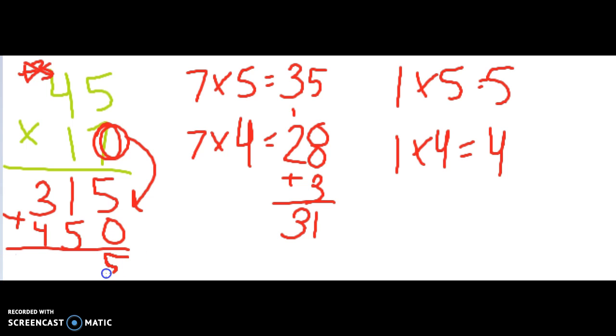Add everything up. 5 plus 0 is 5. 1 plus 5 is 6. 3 plus 4 is 7.